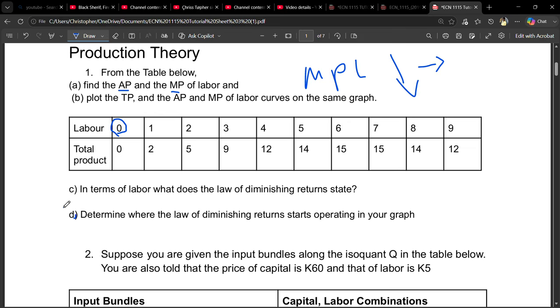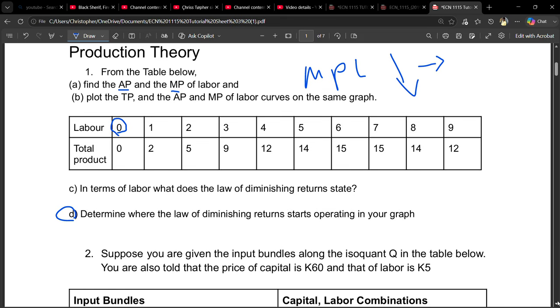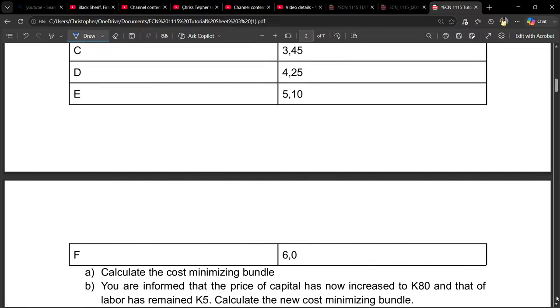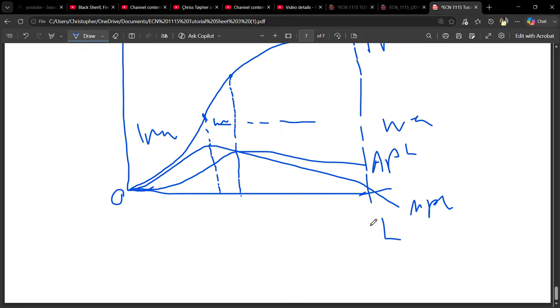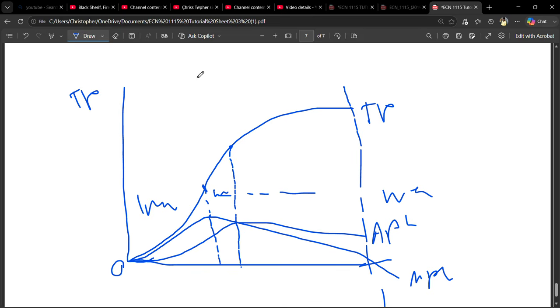We move on to D. D says determine where the law of diminishing returns starts operating on your graph. So like I had already mentioned, to those that were paying attention, I talked about the 3 stages of production. Let me just go back. We have increasing returns, diminishing returns, and negative returns. So this part states increasing returns.